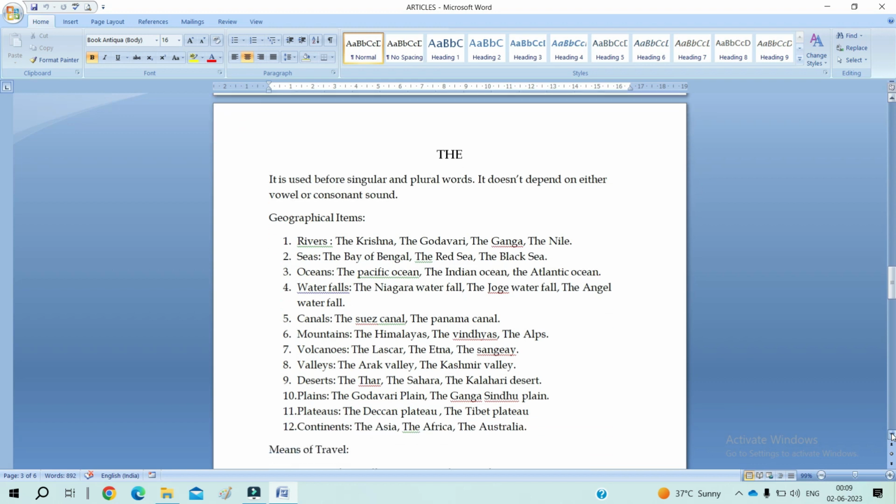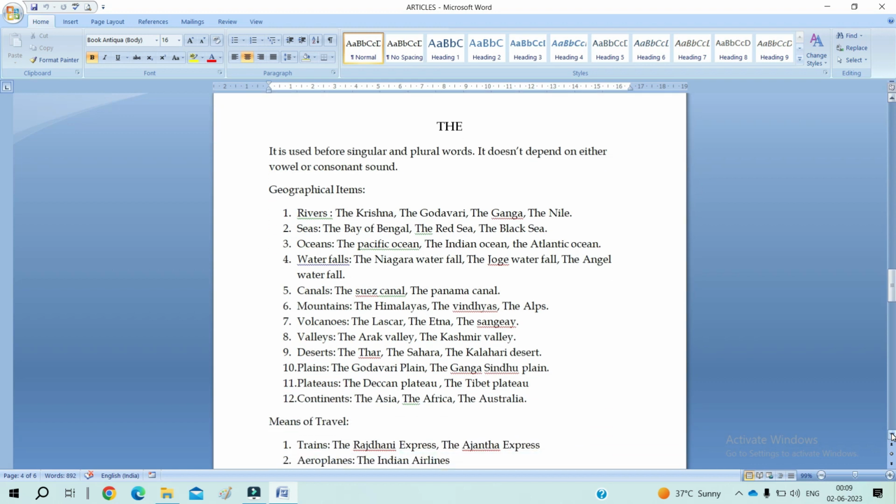Next, the. The is used before singular and plural words, but it doesn't depend on either a vowel or a consonant sound.